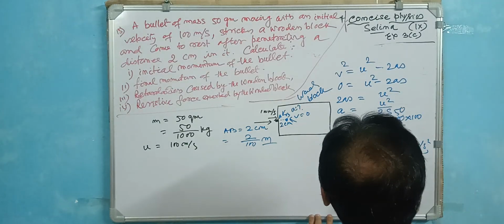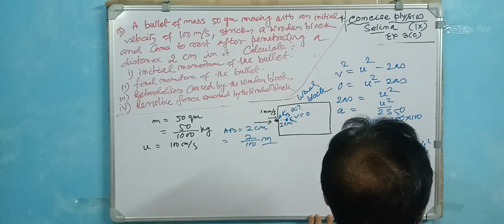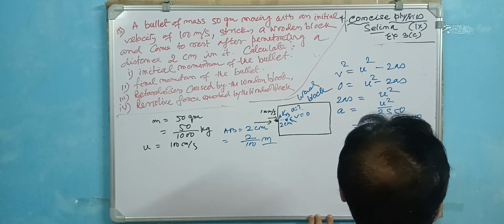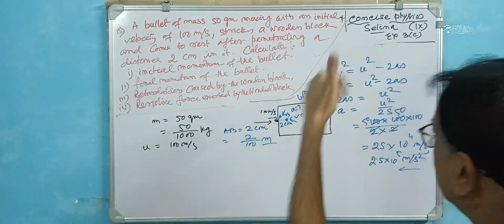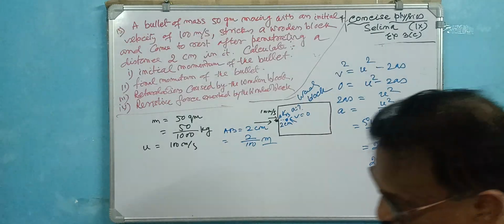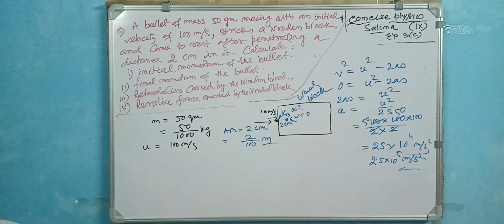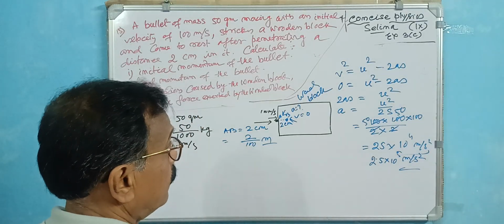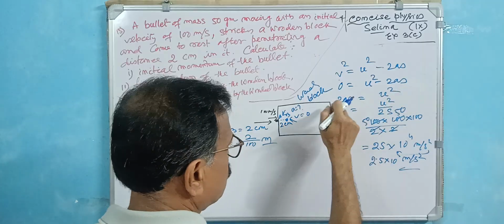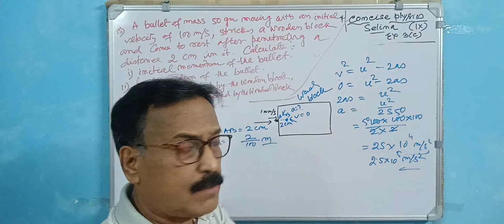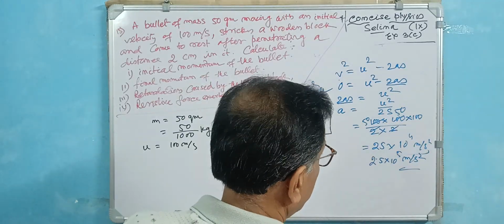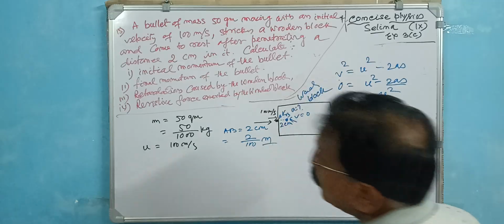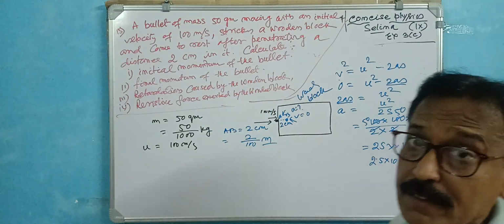Or you write 2.5 into 10 to the power 5 meter per second square. That is the retardation developed in this block. It is an easier calculation. Is it okay to you? Because v is 0, u is this. First you shift this. First 2 a's you shift here. So just take this.